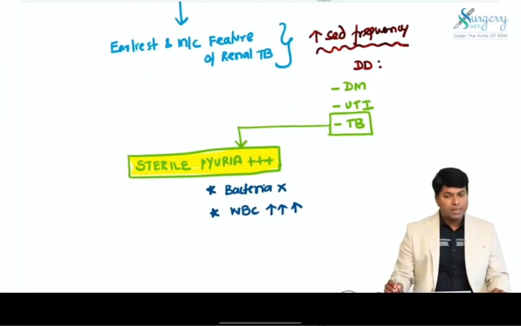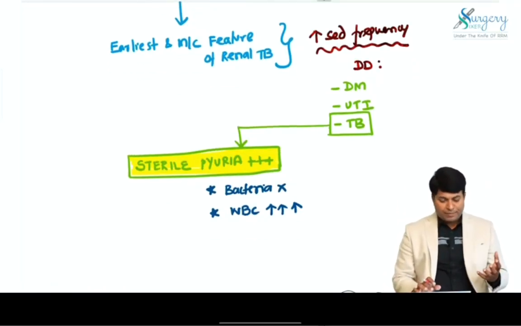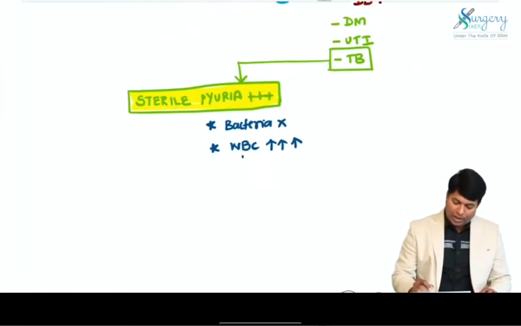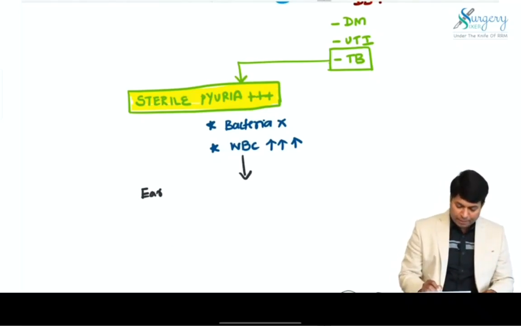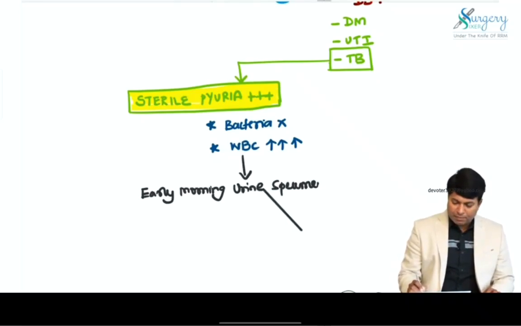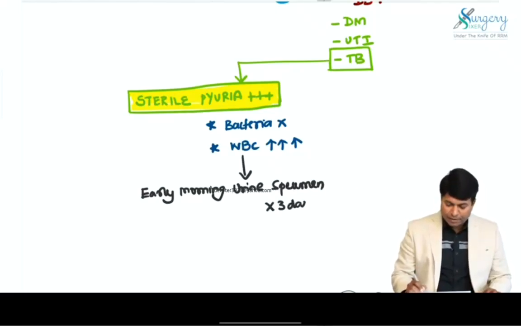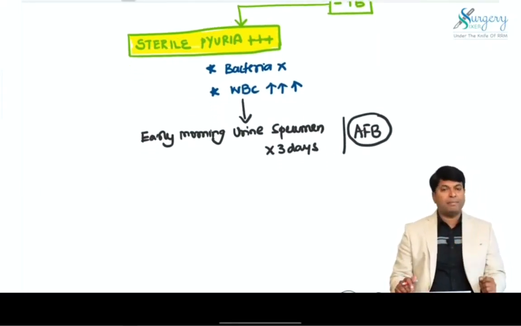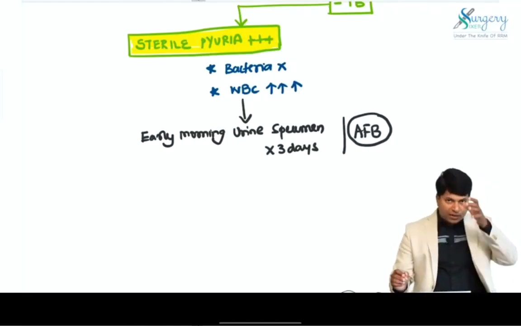Please remember sterile pyuria. So when a patient comes to you with increased frequency of urine, and the urine shows sterile pyuria, immediately we advise them to undergo early morning urine specimen testing. For what? For AFB, acid-fast bacilli. We have to do the early morning urine specimen for 3 days. So these are the various investigations to find out whether there is tuberculosis in the renal system.